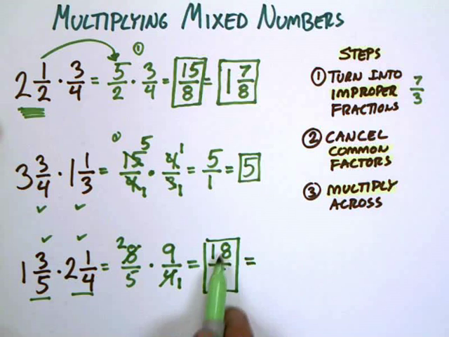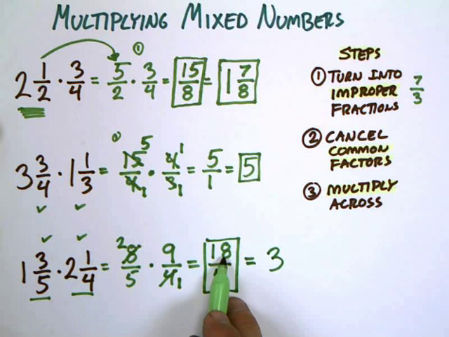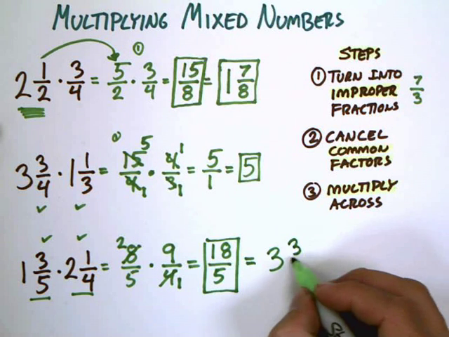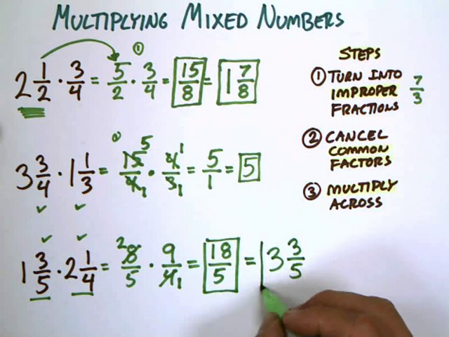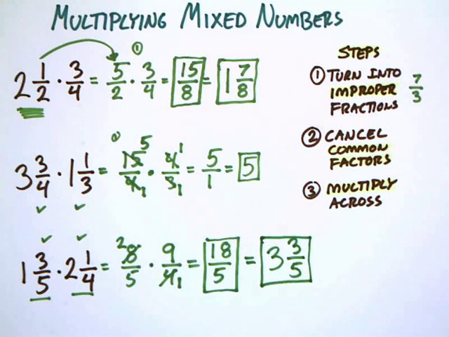So if we count by 5s to get to 18, we can get all the way to 15. So we can do 3, because 3 times 5 is 15, and that's going to leave us with 3 extra ones left over. So 3 and 3/5. Multiplying mixed numbers.